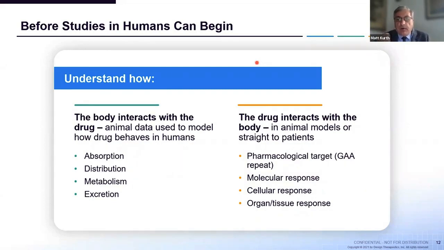As I mentioned earlier, the drugs, the GeneTAC molecules, only work in patients that actually have the GAA triplicate repeats. And so we must turn to humans and straight into patients to understand how the drug interacts with the pharmacological target, how the molecular response occurs, in other words, how well and fast the frataxin protein levels increase, and then to see directly or indirectly how the cells and organ tissue subsequently respond.